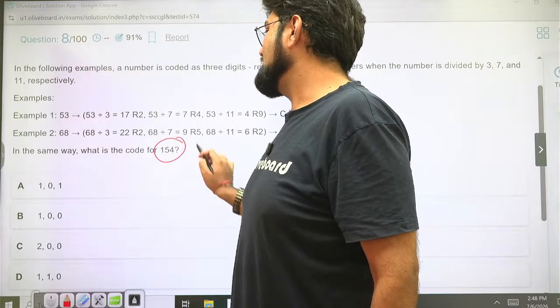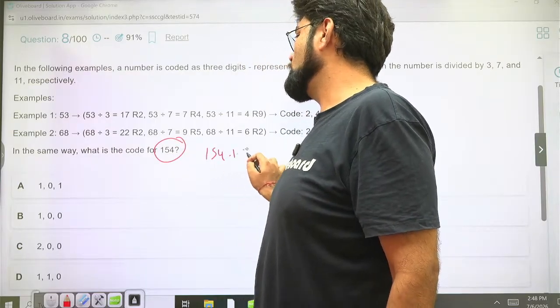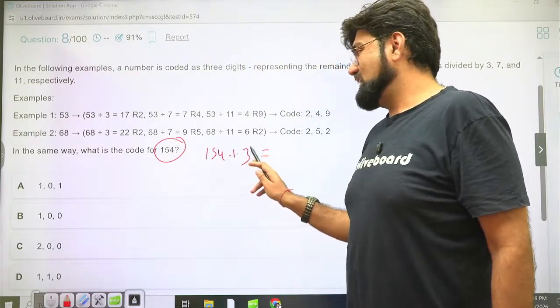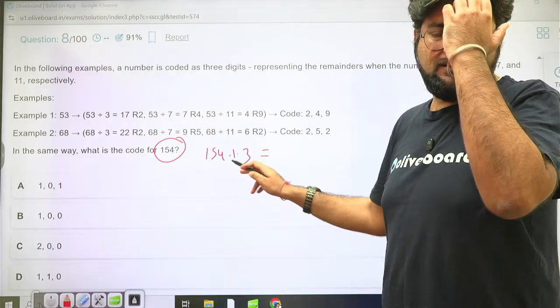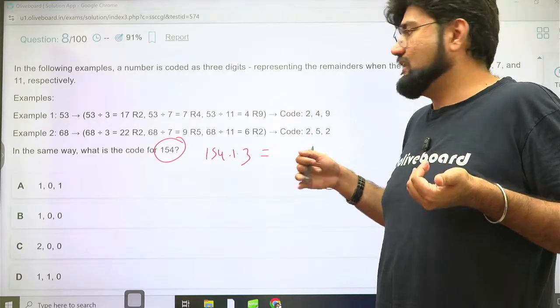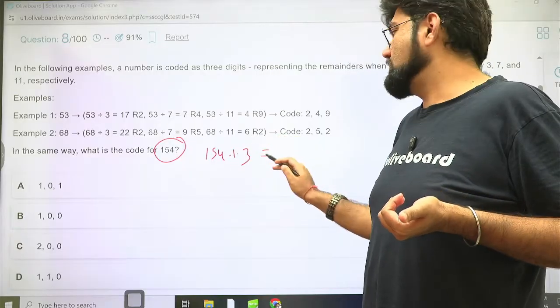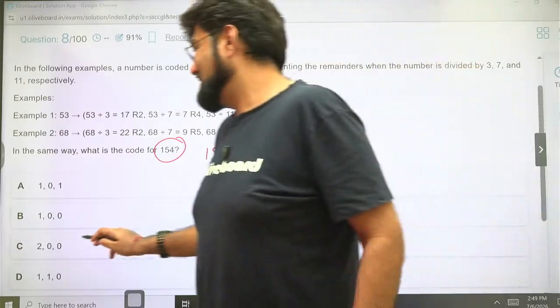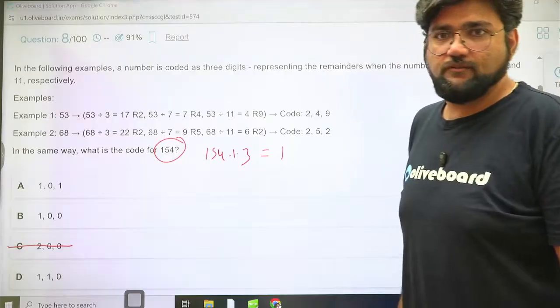154 when I divide with 3. So this is what we are looking for, modulo divide. What is the remainder? See, if you check here, 153 is divisible by 3. 5 plus 4, 9 plus 1, 10 is not divisible. Just one digit less, 153, the sum will be 9, divisible by 3. So 1 is the remainder here. If 1 is the remainder, option C cannot be possible.